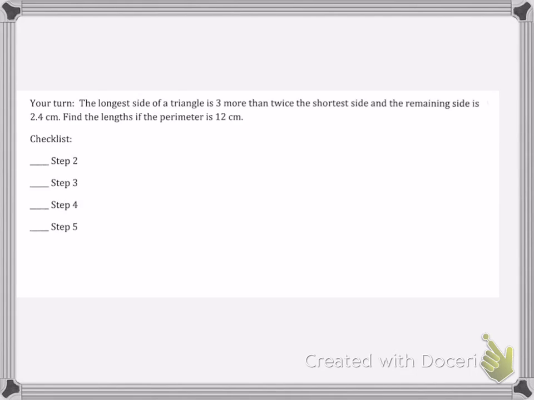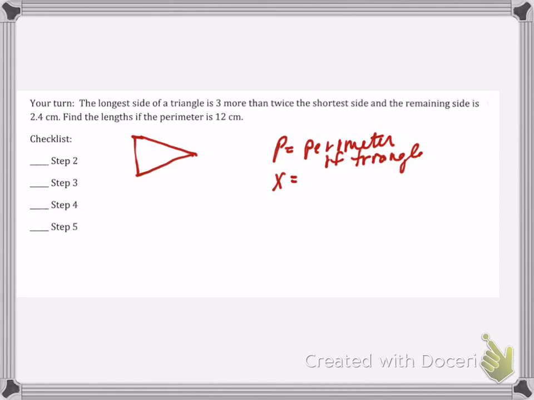So we have a triangle. It doesn't matter if your triangle is drawn to scale, just so you get an idea of the triangle. And we don't know what the lengths of the sides are. So in a sense, we have two things that we're thinking about. We're thinking about perimeter, which is the perimeter of a triangle. And we have the x, which is the length of the shortest side.